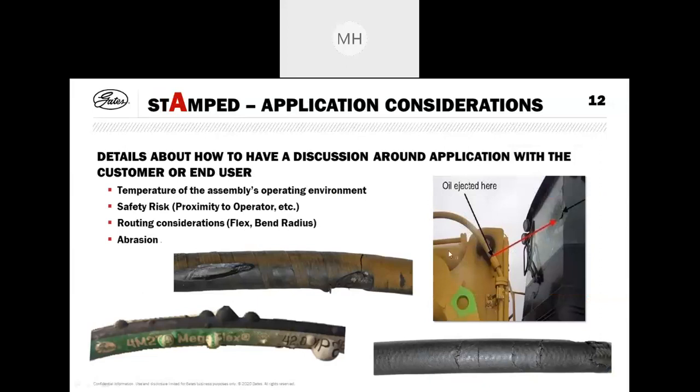The picture to the right there is off a loader, and obviously the hose has failed there, and it's actually gone through glass on the cab. So it's something to consider if there needs to be a diffusion sleeve fitted to that hose to prevent that sort of thing or potential injury happening to the operator.